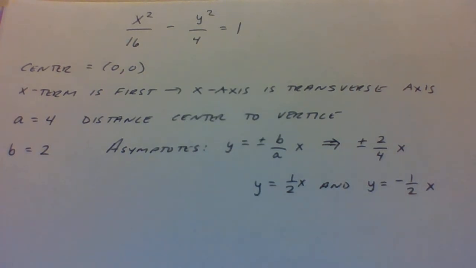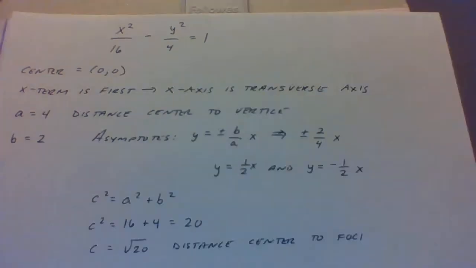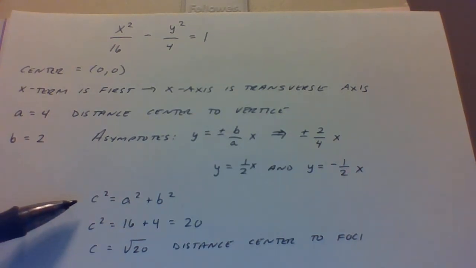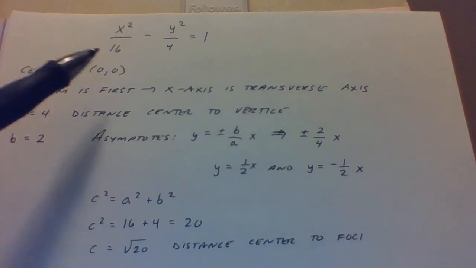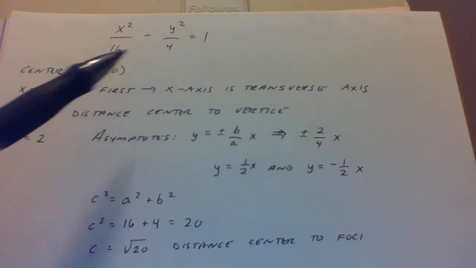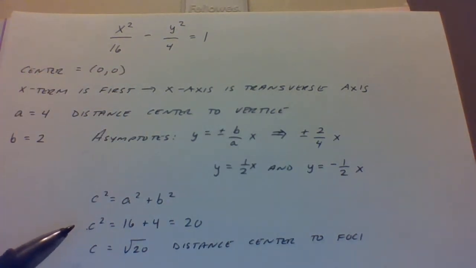Now let's find our c value, which is our distance from the center out to the foci. We're going to be using the equation c squared equals a squared plus b squared. We're adding the 16 and the 4, which gives us 20. Then we take the square root, so our distance is going to be radical 20, and that's the distance from the center out to our foci.